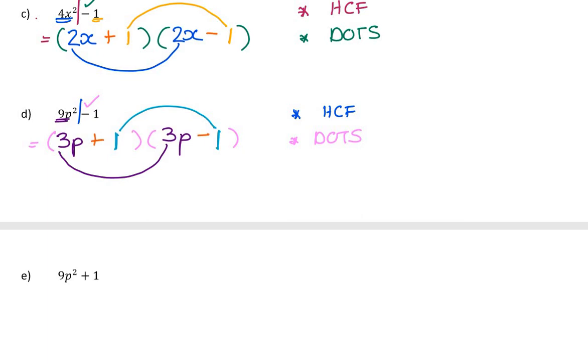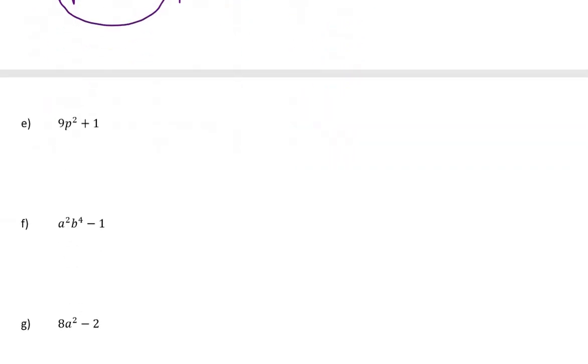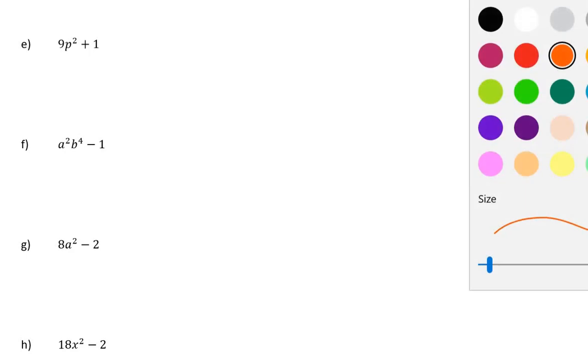Now, you'll know if you're right, because you can just multiply that out and check. Or you can say to yourself, I know I'm meant to get identical brackets with different signs. Do they look identical? Do they have different signs? Okay, on to the next one. First thing we check for in question E is a highest common factor.